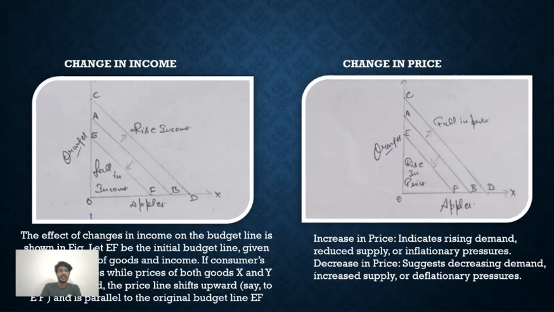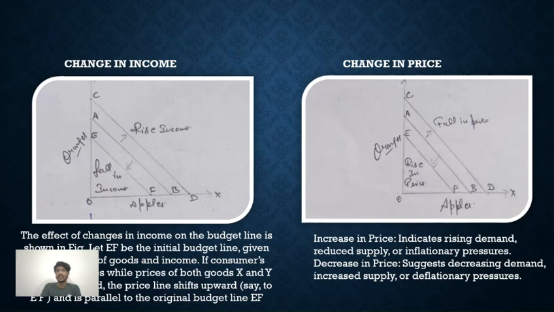Here is the graphical representation of change in income. The effect of change in income on the budget line is shown in the figure. Let EF be the initial budget line given certain prices of goods and income. If consumer income increases while prices of both remain unaltered, the price line shifts upwards, say to E'F', and is parallel to the original budget line EF.